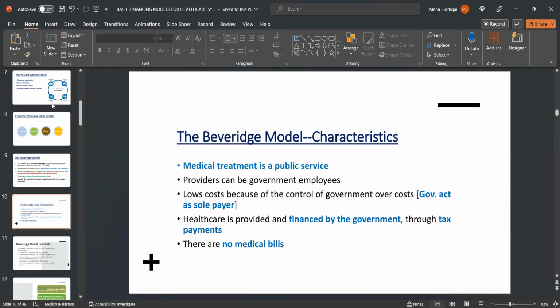The characteristic features of this model are that medical treatment is a public service. Providers can be government employees. Low cost because of the control of government over cost. It is also known as a single payer model because the sole payer is the government. Healthcare is provided and financed by the government through tax payments, and there are no medical bills to be paid by the public.